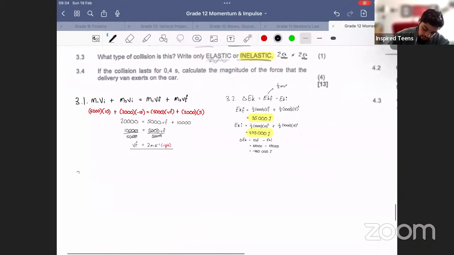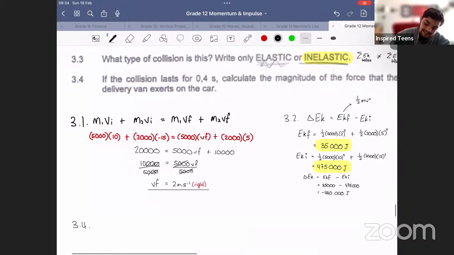If the collision lasts for 0.4 seconds, calculate the magnitude of the force that the delivery van exerts on the car. On the car is the key word, people. If it's delivery van on the car, we are going to be using values for the car. Now, you could use values for the delivery van, but remember that it's going to be opposite signs, because again, force is a vector, so it needs direction.